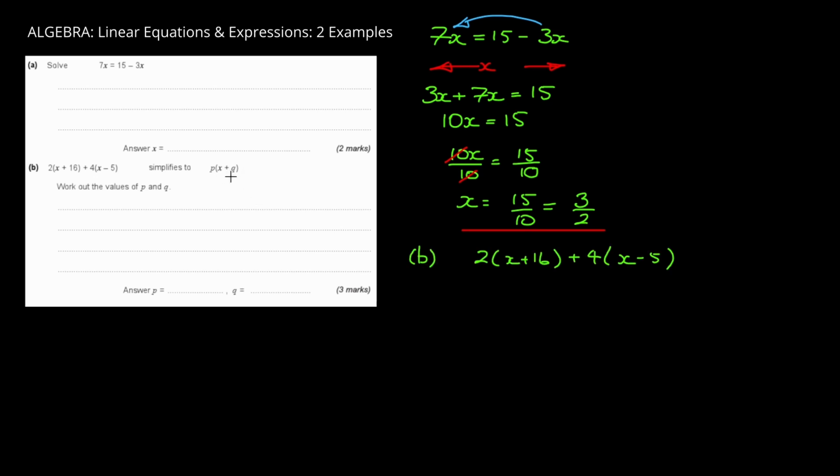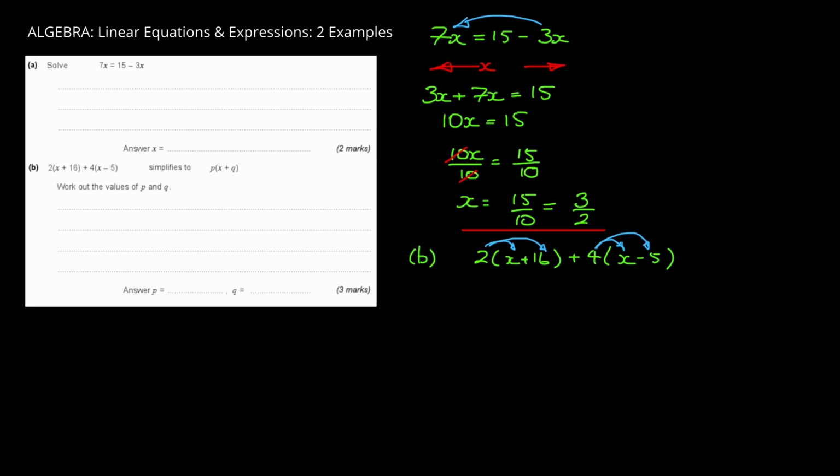And it's going to simplify to one bracket. So if it's going to simplify to one bracket, we're going to have to pull these apart and then make up a new bracket. Now remember, the 2 on the outside here will multiply with the x and multiply with the 16, as indeed the 4 will multiply with the x and also multiply with the negative 5. So let's pull these brackets apart.